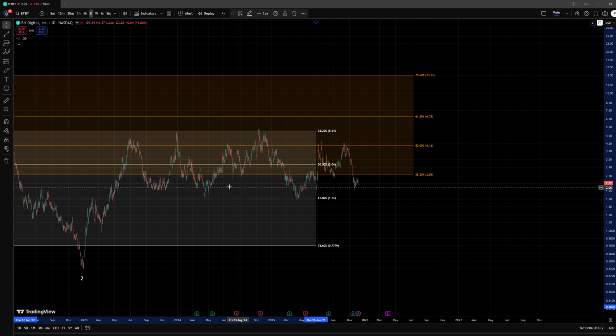Now, with that said, I will be leaving here the larger area of support because, as we can see, we have pushed a couple of times into the 61.8% retracement, which has caused a more significant reaction to the upside.